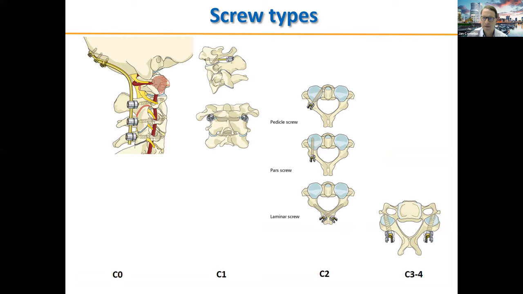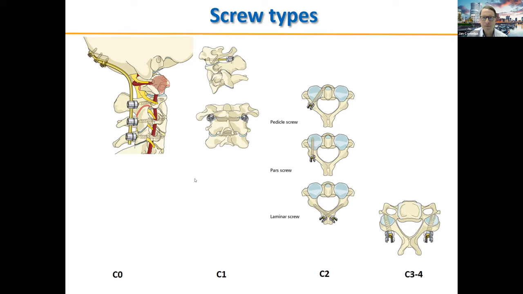If it's too unsafe, you may also put pars screws, which are a bit shorter and do not pass the vertebral artery, or you may even put some lamina screws. And for the other levels below, the subaxial spine, you have massa lateralis screws.